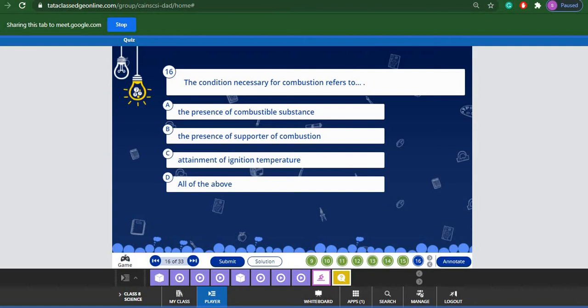Sir, C. And what about option A and B? What are the conditions basically? Obviously a substance is required. Obviously a supporter of combustion is also required. Yes, it will be all of the above. Very good.